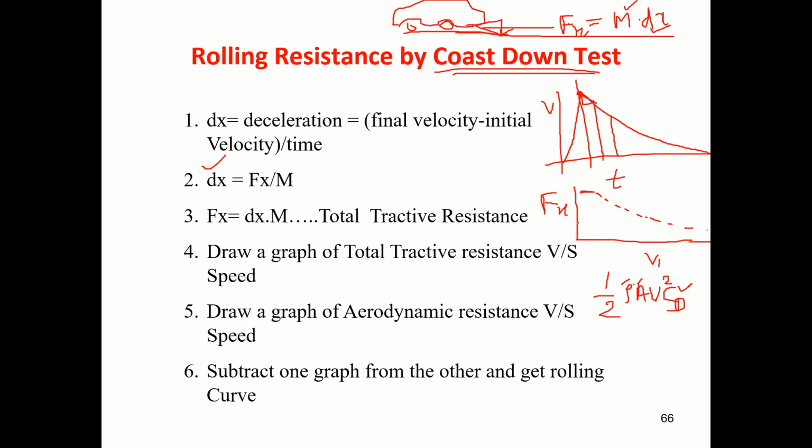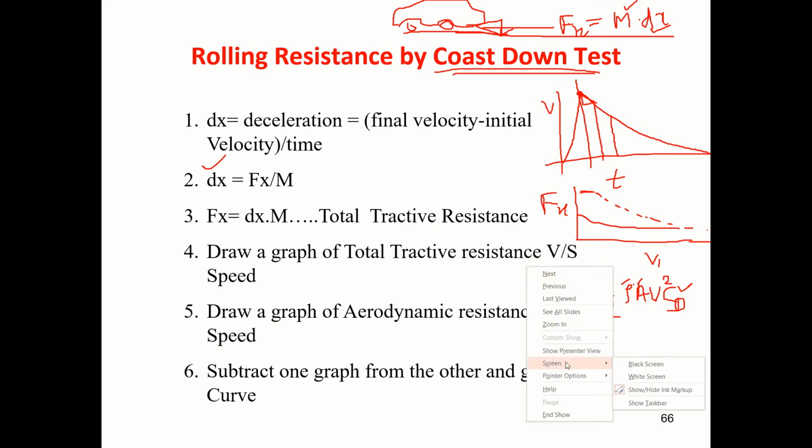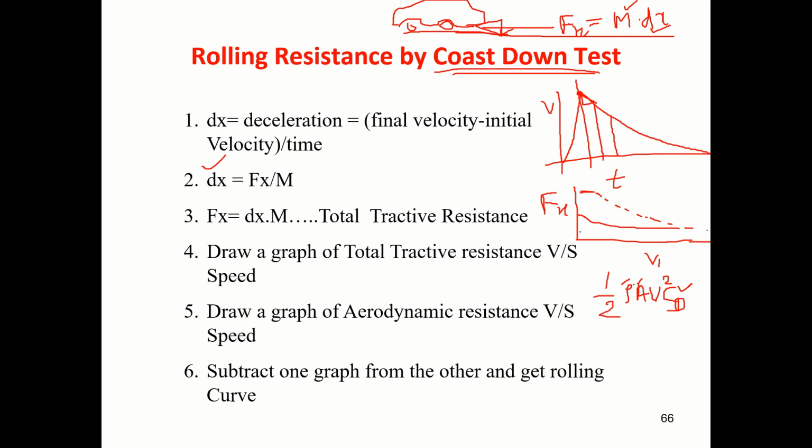Correct. Aerodynamic resistance, if I subtract. And finally I might get only a constant value. This minus this, if I start doing it, I might get something like this. That is what your rolling resistance is. So that's how we can measure it using the coast-down test.